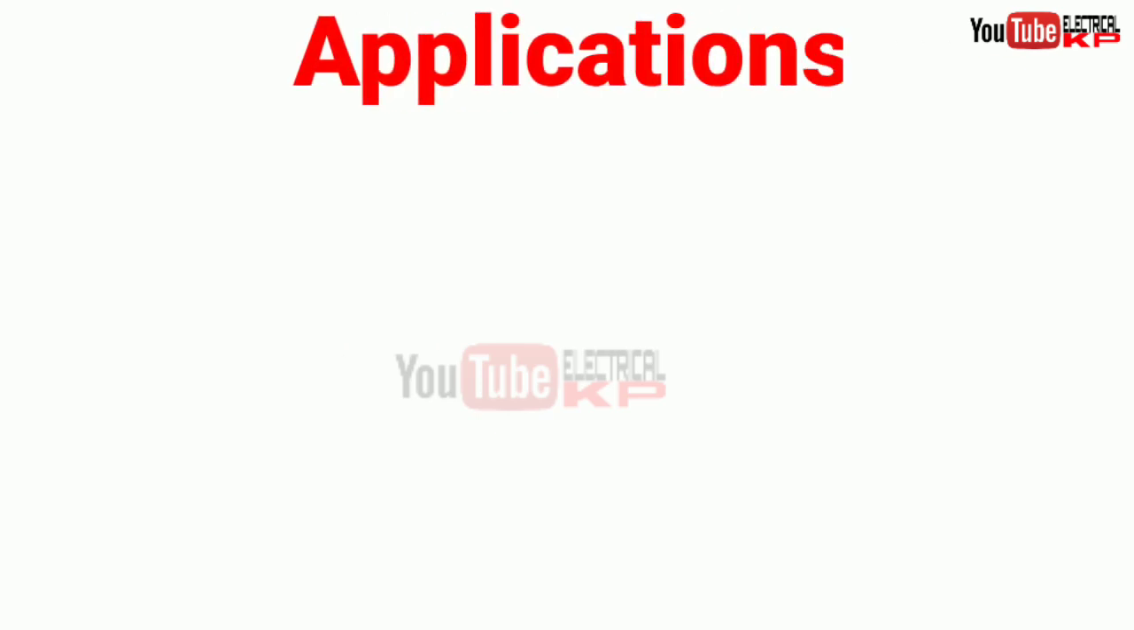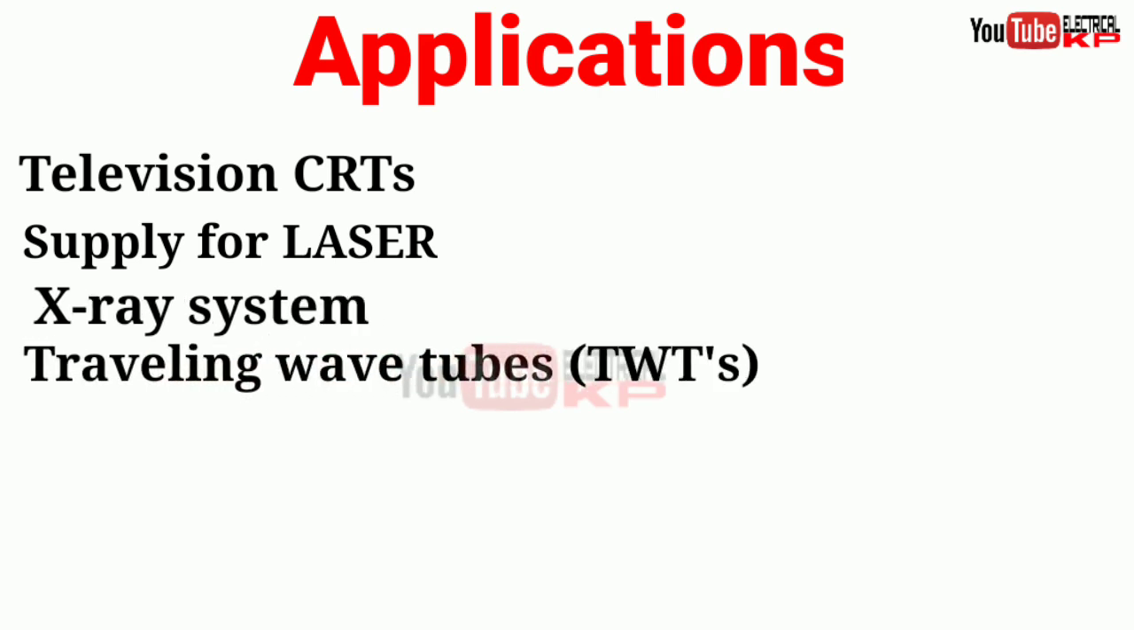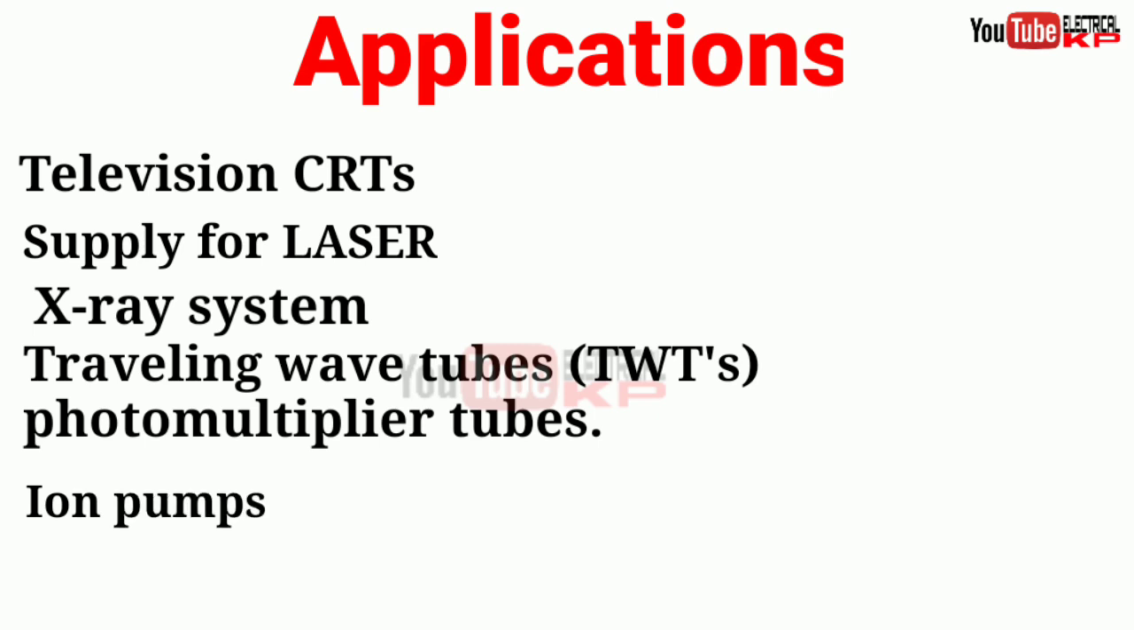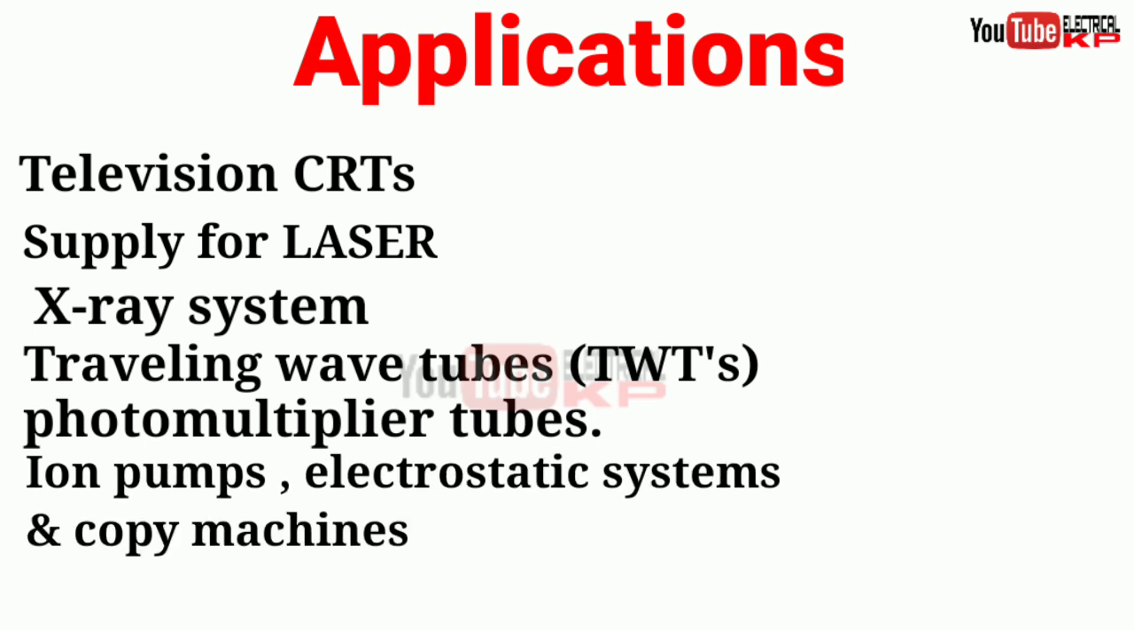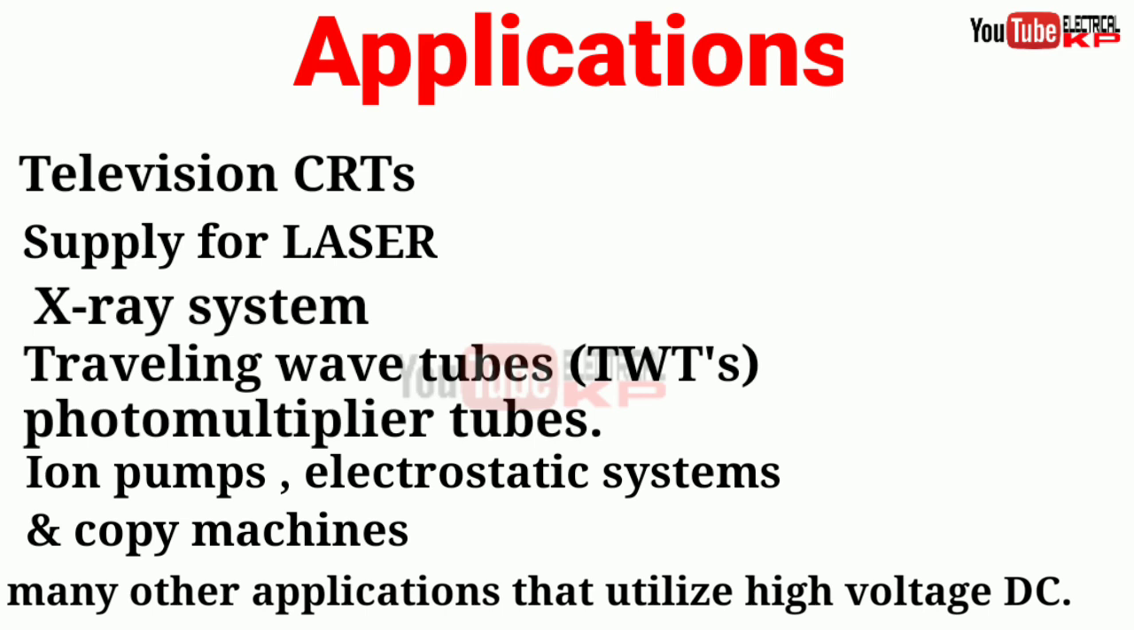So there are different applications. Out of them, these are used in television CRTs, laser supply systems, X-ray systems, traveling wave tubes, photomultiplier tubes, ion pumps, electrostatic systems, copy machines, and in all those applications wherever there is a need for HVDC.